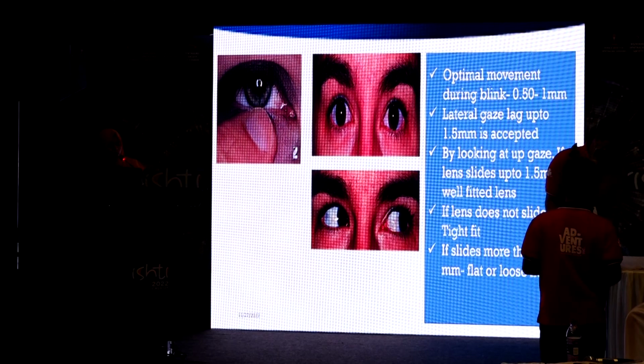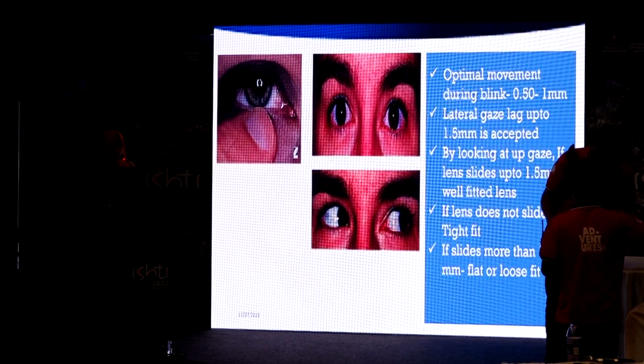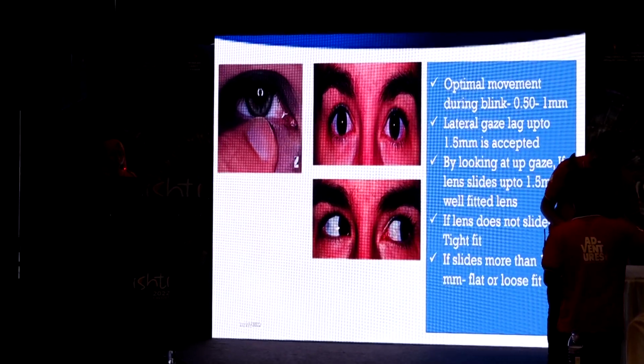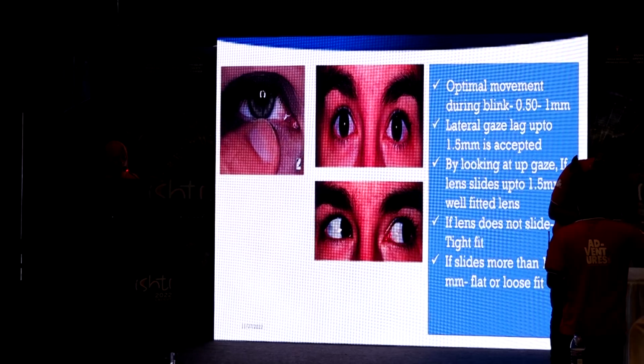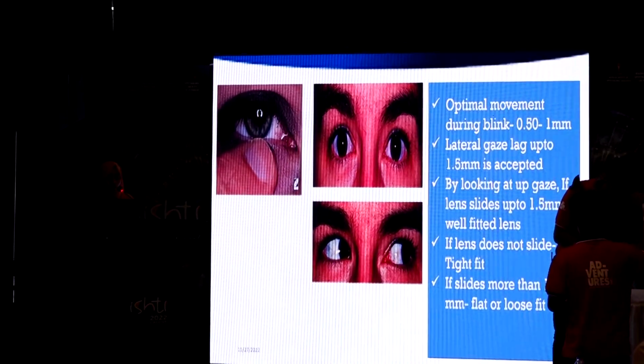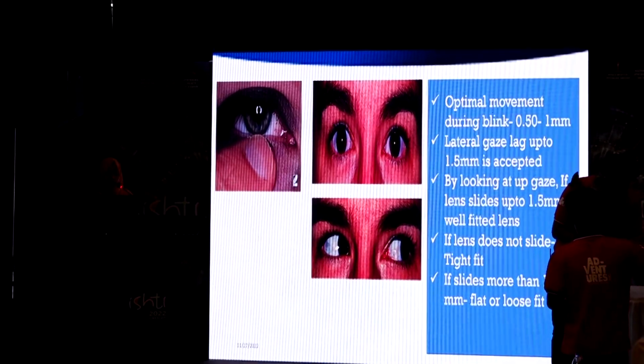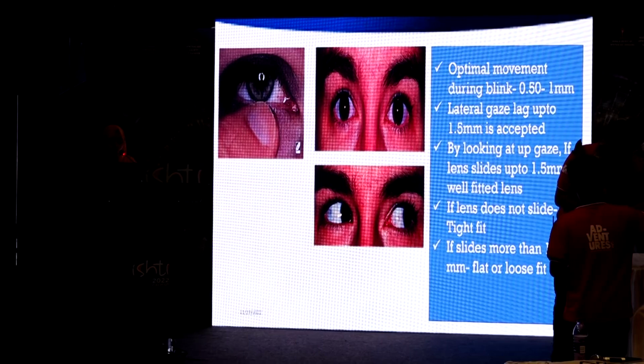And we have to check for the lateral gaze position. Optimal movement will be around 0.5 to 1. If it is a lateral gaze lag, up to 1.5 is accepted. And if looking up in up gaze, if the lens slides up to 1.5 it is a well fitted lens. If the lens does not slide, it means a tight fit, or if it slides more than 1.5 it is a flat or loose fit.